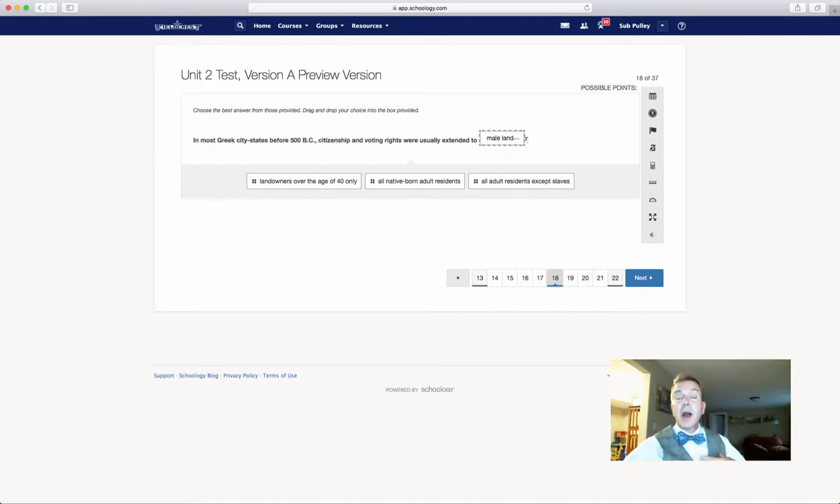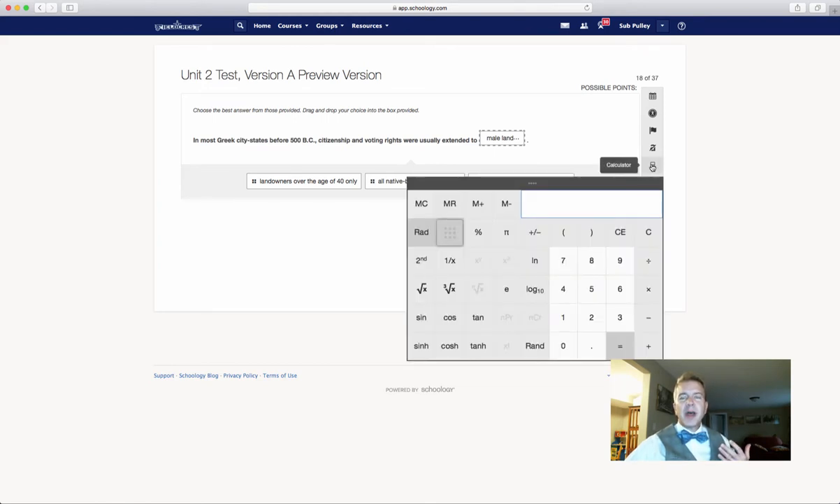And so I would probably tell you, if you're going to do this, maybe just have one word or two word answers for that. Because what if I over here said male landowners over the age of 40 only, and then the students would have to check not just what answer they chose, but also make sure they had left the incorrect one down at the bottom. So something to be aware of.